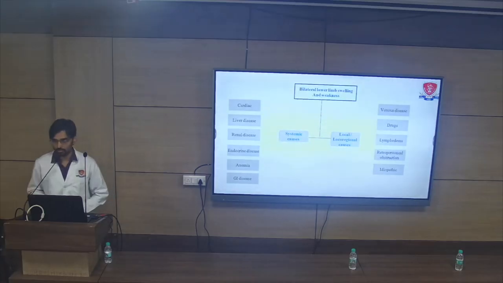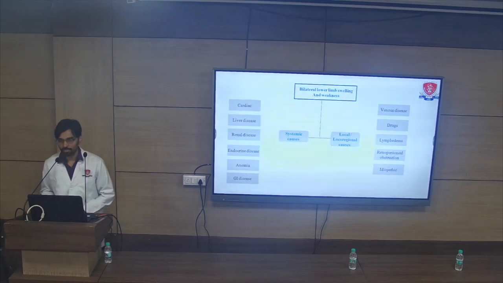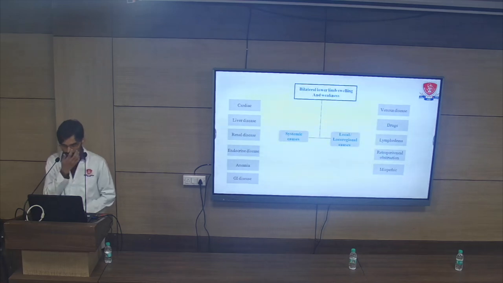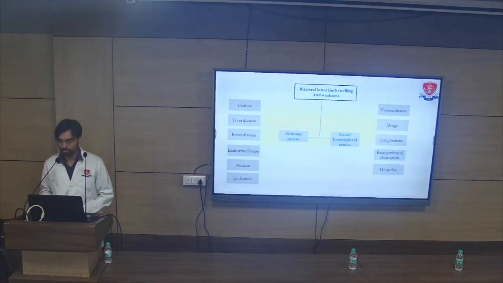So bilateral lower limb swelling with weakness can be a manifestation of systemic disease or a manifestation of local or loco-regional cause. Systemic diseases can be cardiac, liver diseases, renal disease, as explained by my colleague, or it can be a local or loco-regional cause, which can be venous diseases, lymphedema, or a retroperitoneal obstruction to the inferior vena cava.